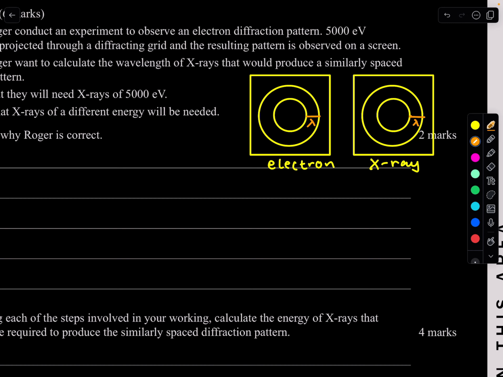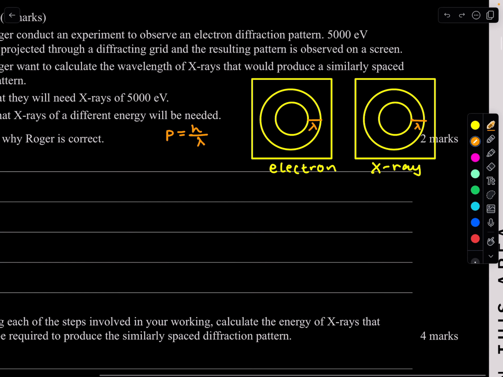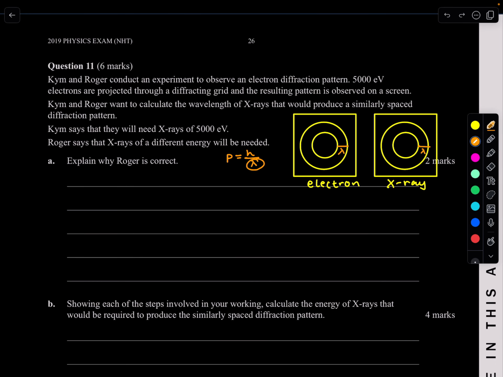They must have the same wavelength and also the same momentum, because momentum is h over wavelength, where h is of course a constant. So if we need the wavelength to be the same, the momentum must also be the same. So basically, if Kim and Roger want to produce a similarly spaced diffraction pattern for the X-ray that looks like the electron one, they need the wavelength and the momentum to be the same as the electrons. That's the key.